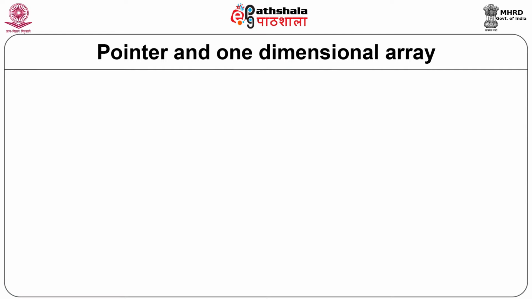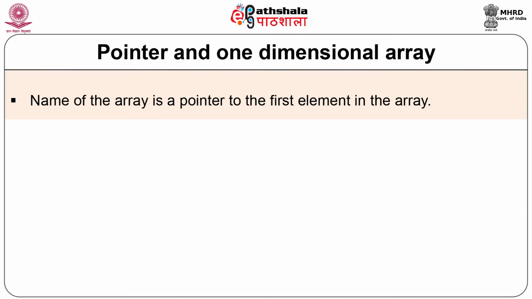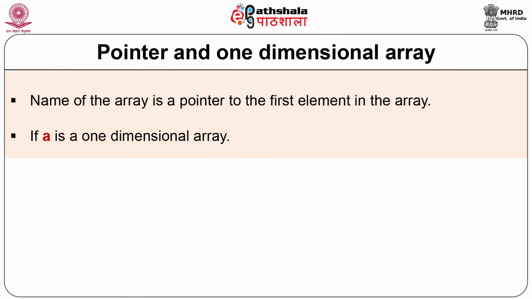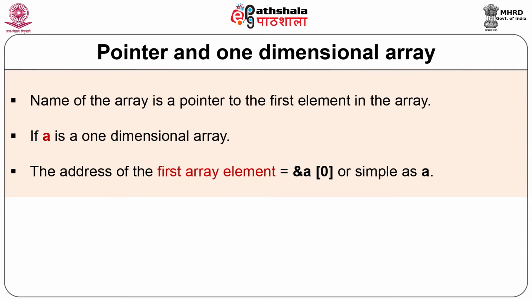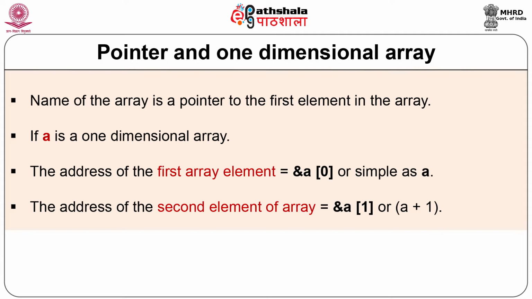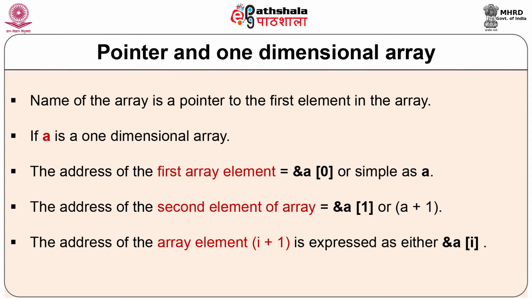As we have seen how to find out memory address of arrays and pointers, now we will go for difference between pointer and one-dimensional array. Name of the array is a pointer to the first element in the array. If A is one-dimensional array, then address of first array element is &A[0] or simply A. The address of second element of array is &A[1] or A plus 1 and so on. The address of array element i can be expressed as &A[i] or A plus i.